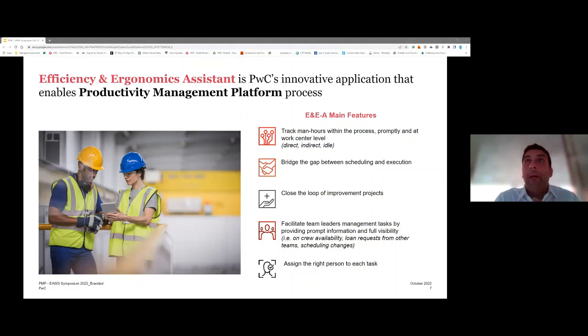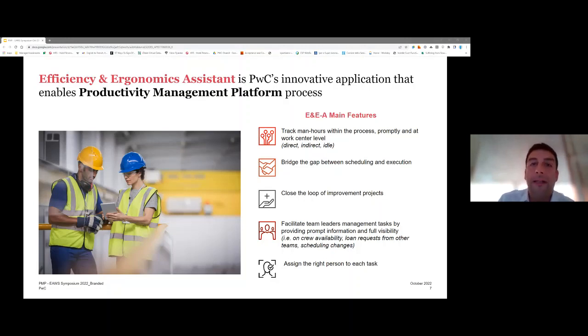Our PwC team has developed a dedicated app to enable productivity management platform process. The application is named Efficiency and Ergonomics Assistant. This application helps the team leaders in carrying out their daily tasks by providing prompt information and full visibility about crew availability, loan requests from other teams, scheduling changes, and so on. Team leaders can also handle workers' presence variations directly in-app and manage vacation requests.